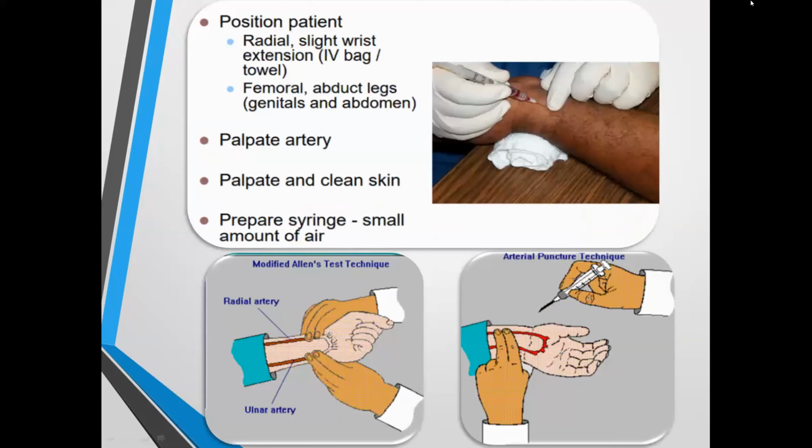In the previous slide we mentioned the position: first of all you have to palpate the arteries on both sides, radial and ulnar, and then see which side is most palpable, then you can go on that side. Give a proper position, look into the position.